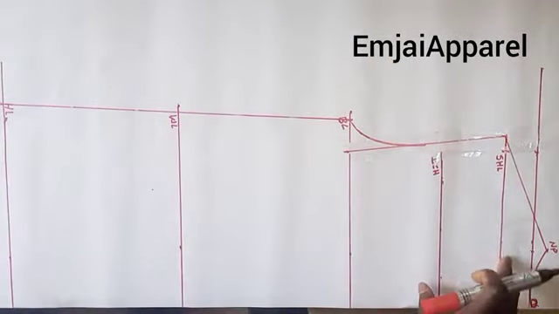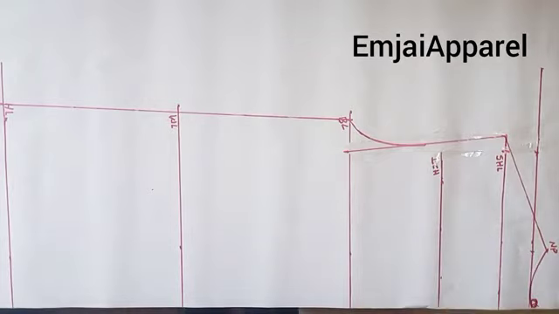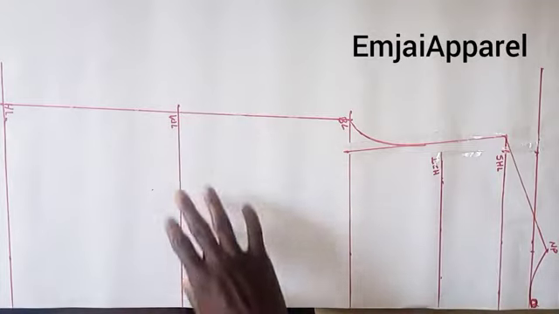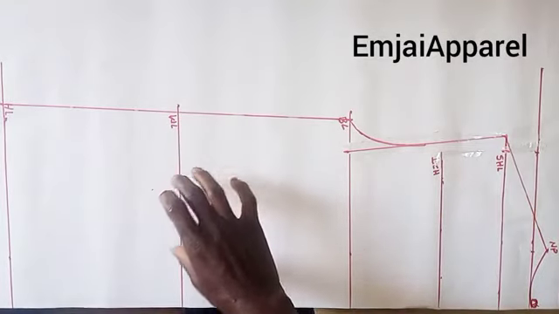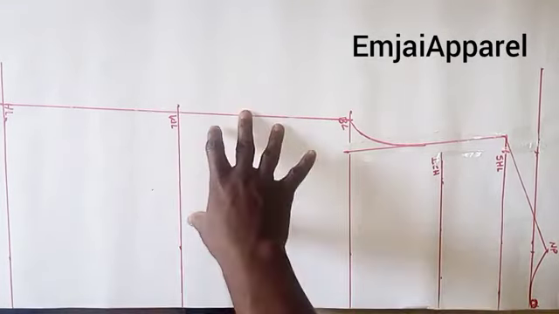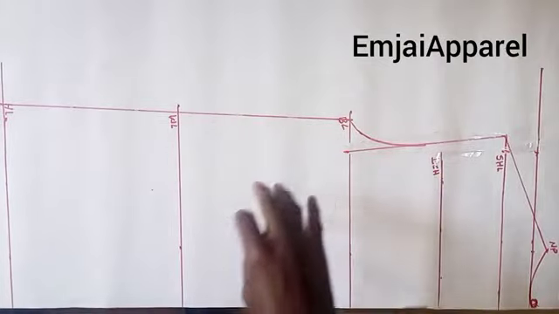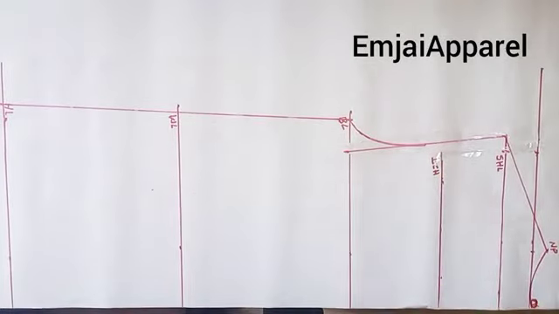So this is what the back bodice is going to look like. As you can see, we've not shaped the waist or inserted the dart yet. I'm going to be doing that after drafting the front bodice. So I'll go ahead to draft the front bodice.